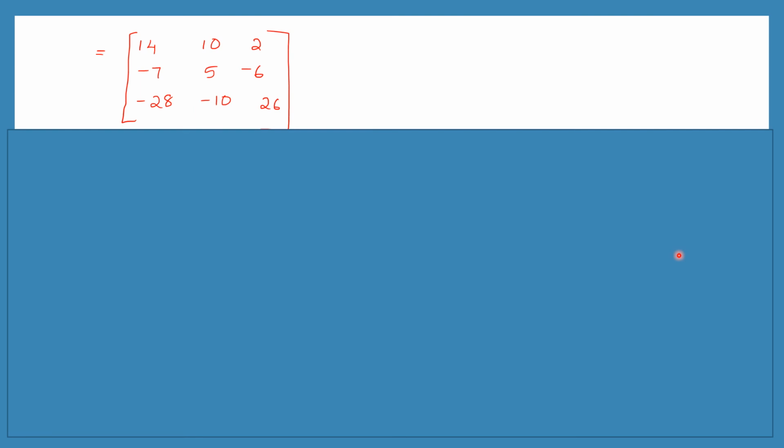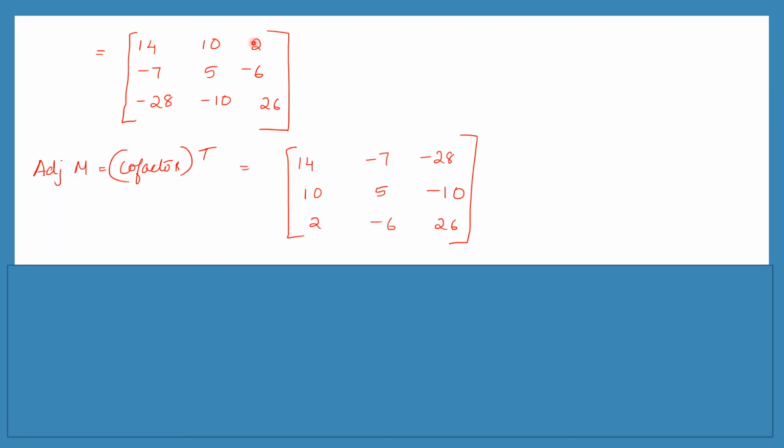Now what we need is to find the transpose of this cofactor matrix. This is the cofactor matrix; cofactor of M is here. Now we have to identify the transpose of the cofactor. For the transpose, the rows become columns and the columns become rows. So 14, -7, -28 will be the first row. 10, 5, -10 is the second row. 2, -6, 26 is the third row.